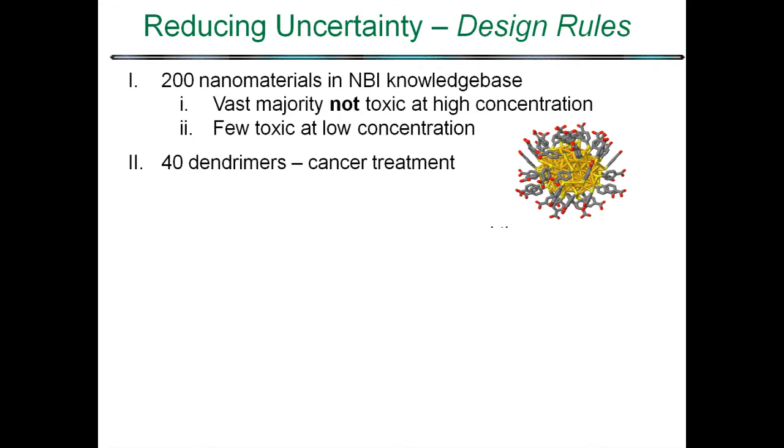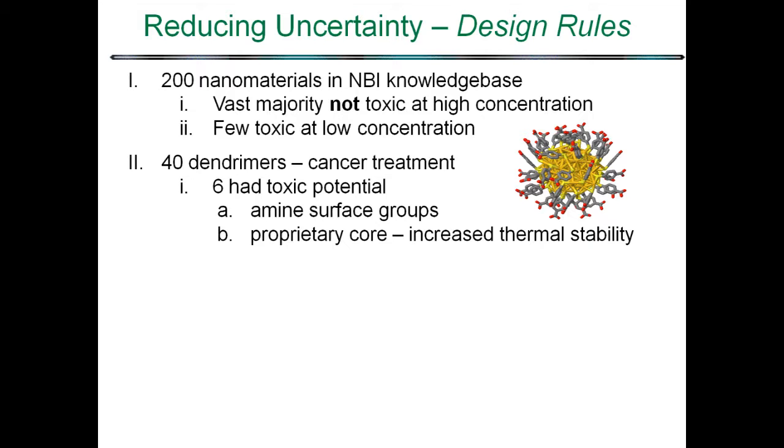And I just want to point out some of the design rules that we've learned for a couple of different types of nanomaterials. So dendrimers are basically just branched polymers. So you can think of them as a snowflake of branched polymer. And the series that I was testing was a series that they were developing for cancer treatment, as a drug delivery device to deliver cancer therapeutics to cancer cells. So of these 40 dendrimers that we tested, 6 of them had some toxic potential. And that was very good, and the industry appreciated hearing this information.